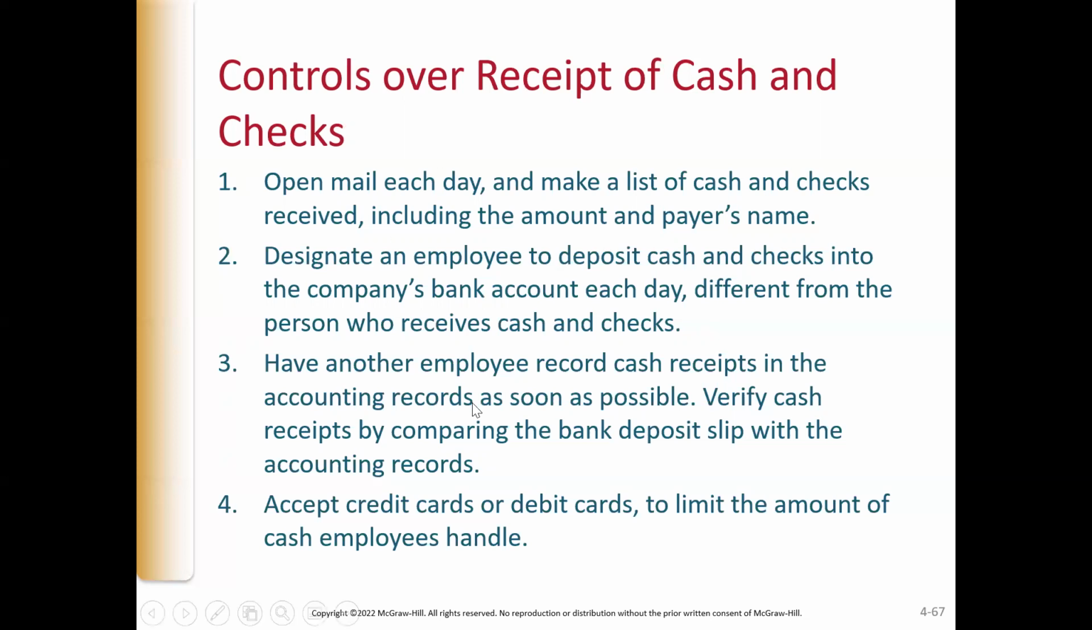Yep. Have another employee record cash receipts in the accounting records as soon as possible. Verify cash receipts by comparing the bank deposit slip with the accounting records. Then accept credit card or debit cards to limit the amount of cash employees handle.